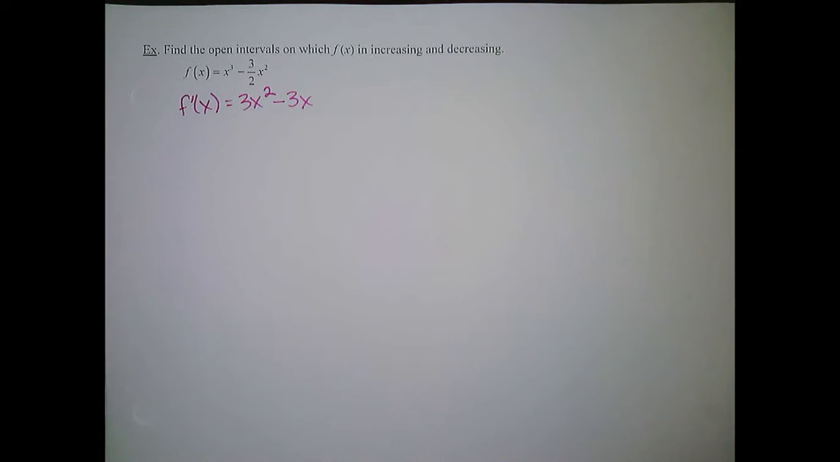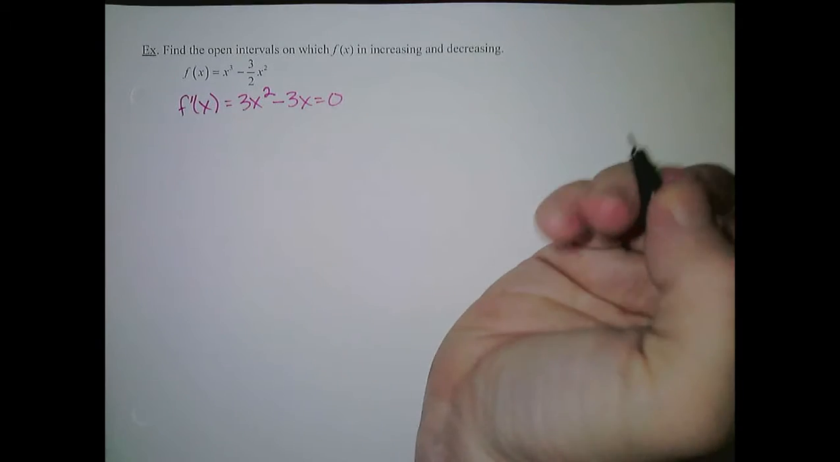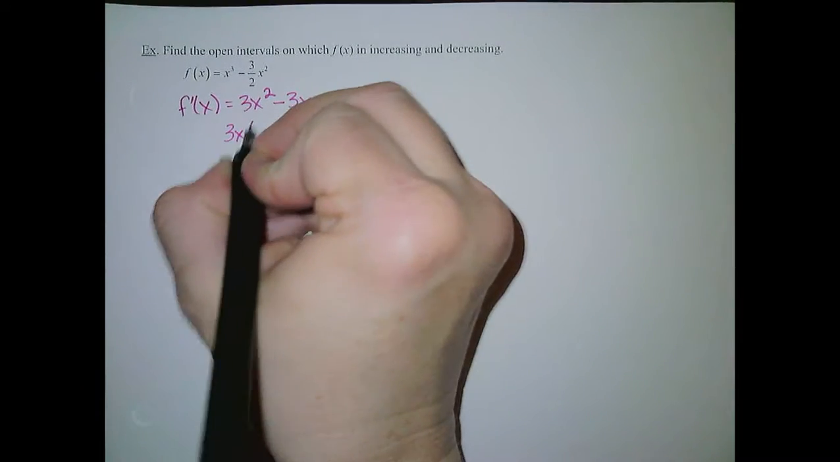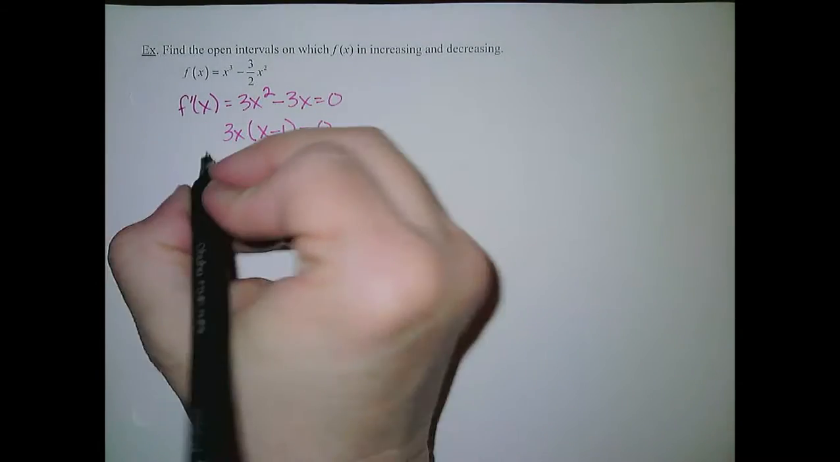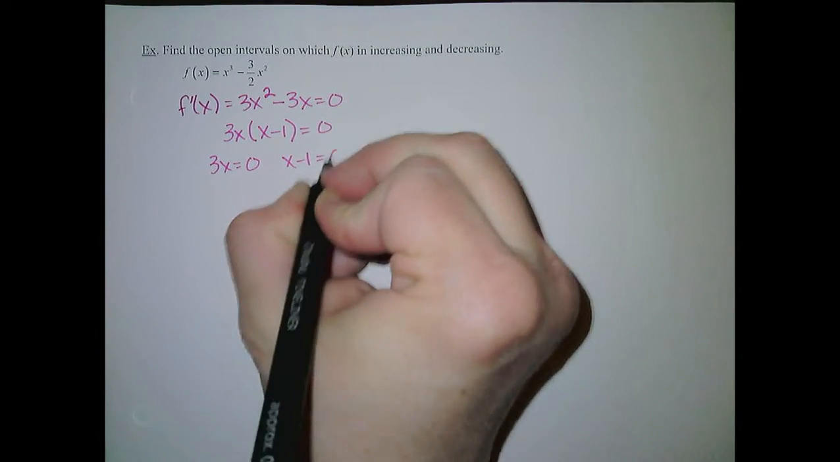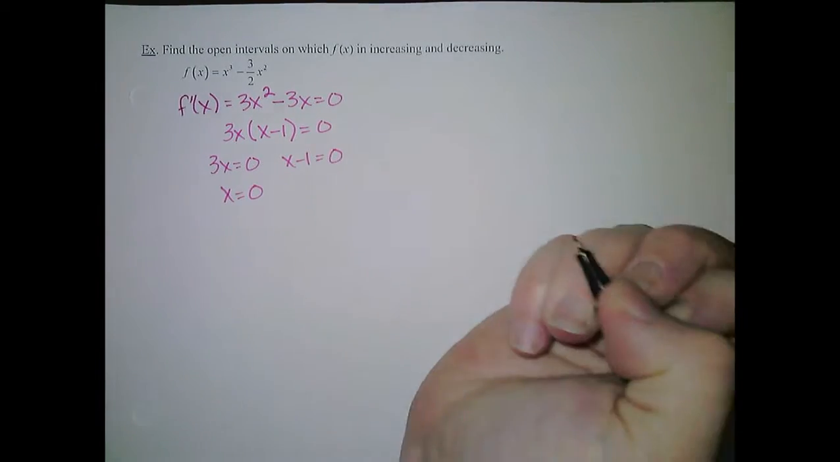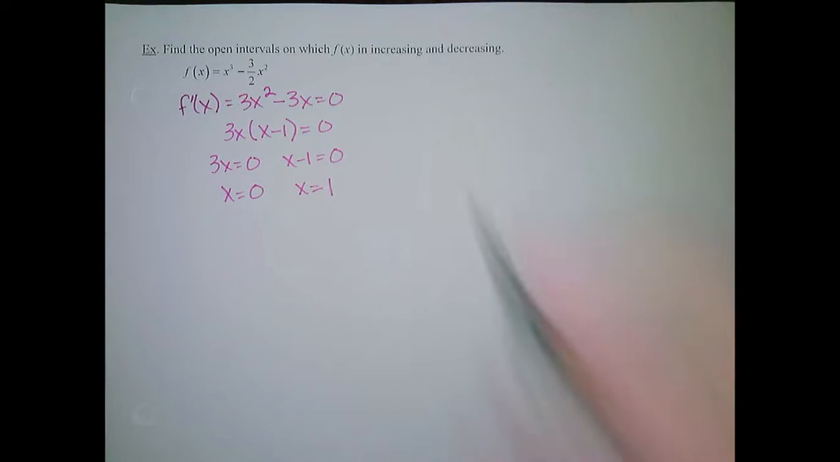Since this is a quadratic, we know it's going to be defined everywhere, so there's not going to be any points where the derivative doesn't exist. To figure out where this is equal to 0, we're going to need to factor. We can factor out a greatest common factor of 3x. That's going to leave us with x minus 1. So then we could have that 3x is equal to 0, or x minus 1 is equal to 0, which means that our critical numbers are at x equals 0 or at x equals positive 1.